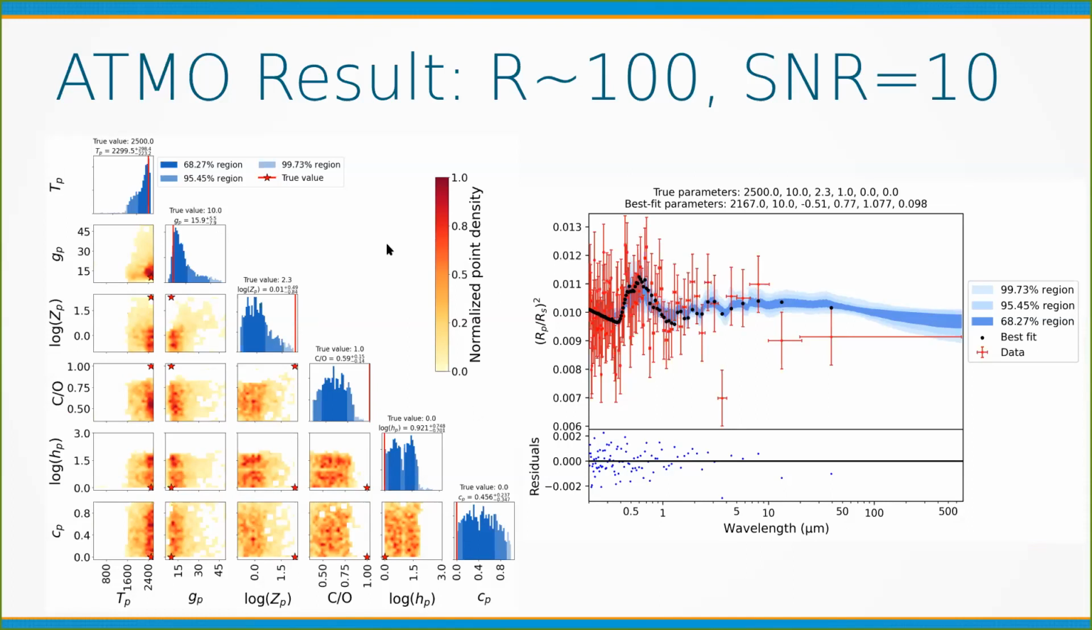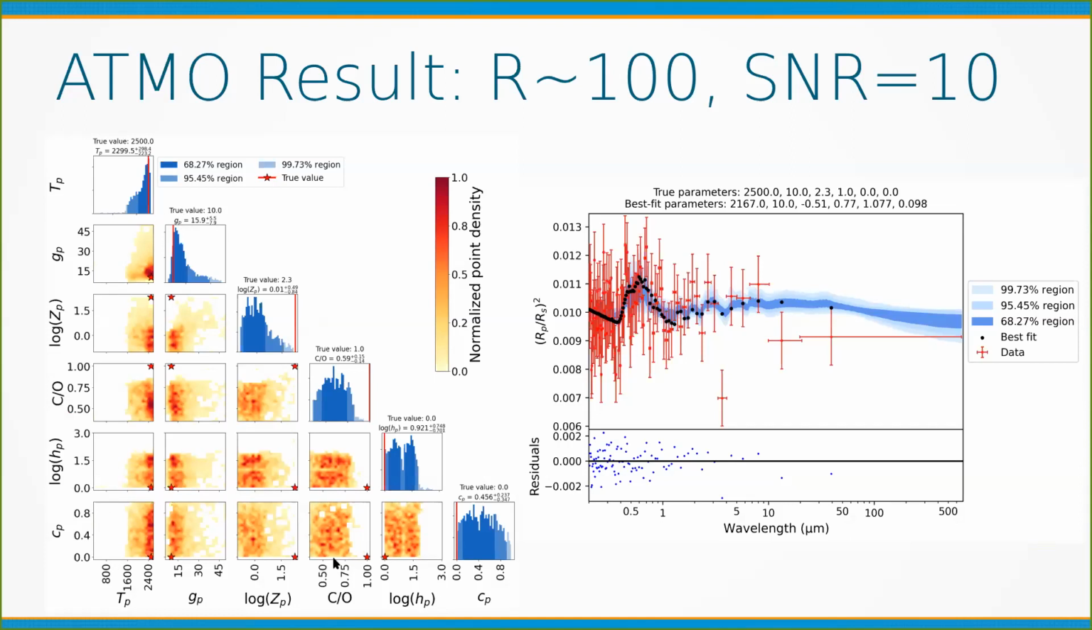On the left here is the posterior plot. So I mentioned before, you have a posterior that gives relative information about the values of the parameters. Along this diagonal, you have 1D histograms for a given parameter and all the values it might take. So up here is temperature. In this case, the true value is about 2500 Kelvin, and that's right about what the sampler is predicting.